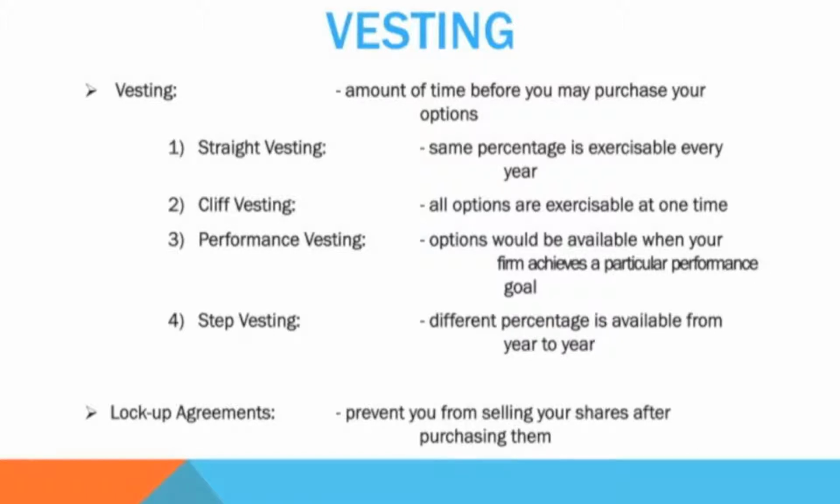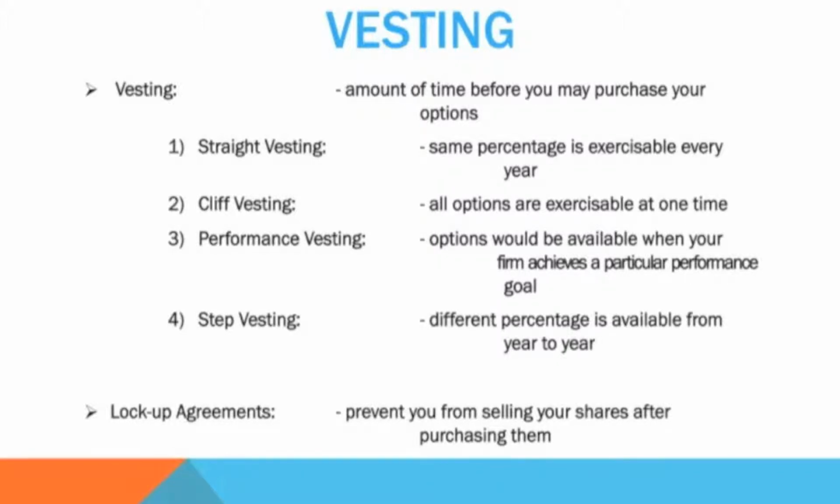Companies set limits as to how soon you can buy your options. These limits are called vesting restrictions and typically require you to work for a certain number of years before you can exercise them. Now, there are different types of vesting restrictions. One of these is called straight vesting, in which the same percentage of options can become exercisable each year. So for example, if you had a 4-year vesting period and options to buy 2,000 shares, 500 options, or 25%, would vest each year.